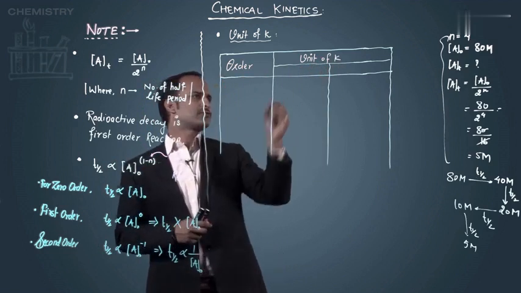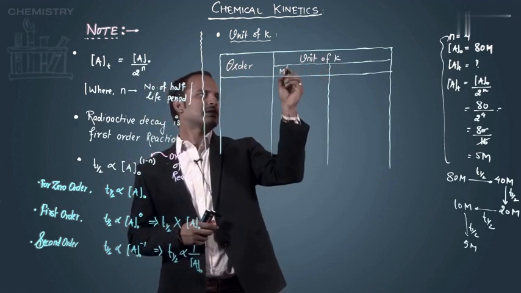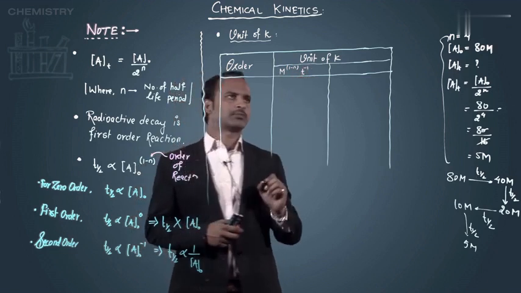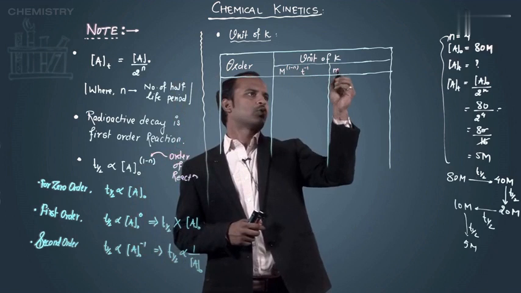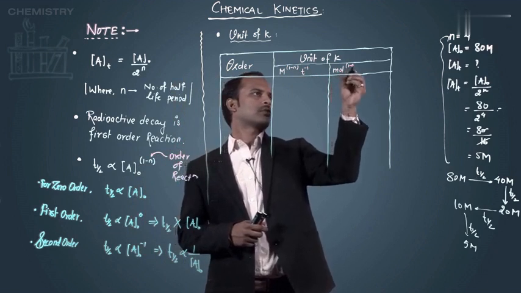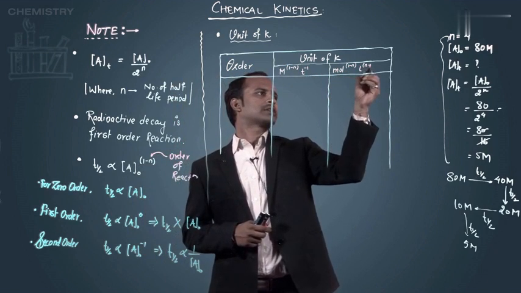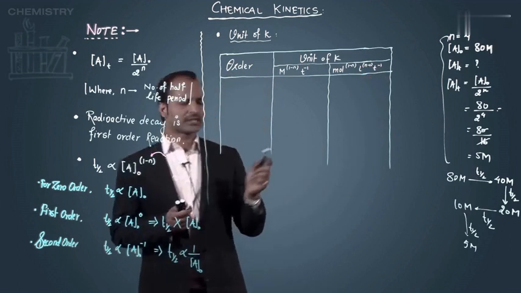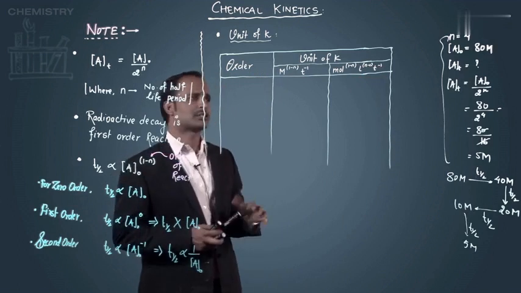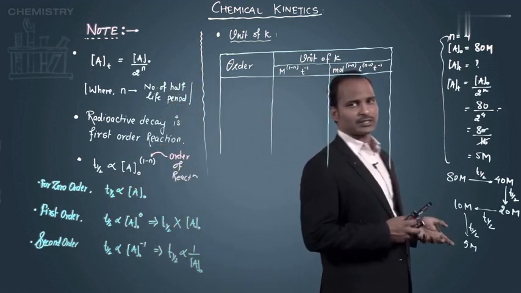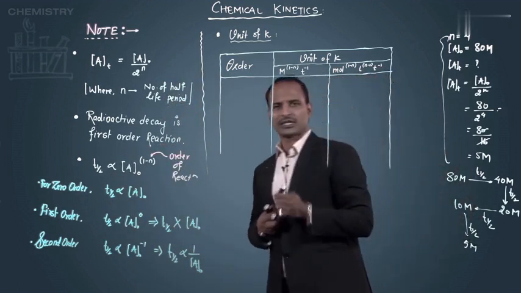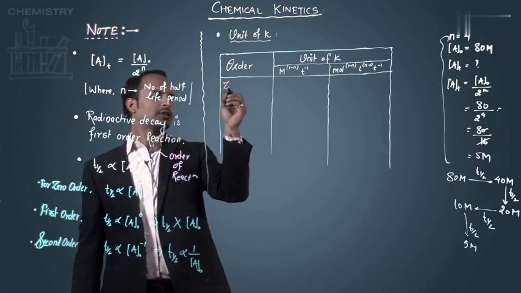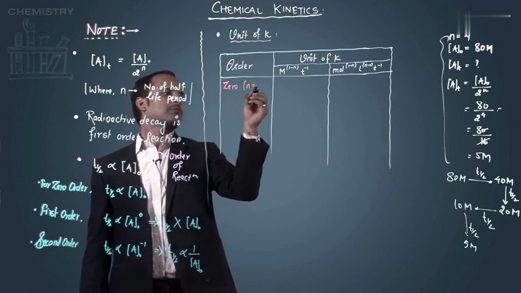We have 2 units for K: M raised to 1 minus n per time, and the other one is mole raised to 1 minus n, liter raised to n minus 1 per time. While writing the unit, I am considering time in seconds, but if it is in minutes you have to write minutes, if it is in seconds then seconds, and if it is in hours then hours.